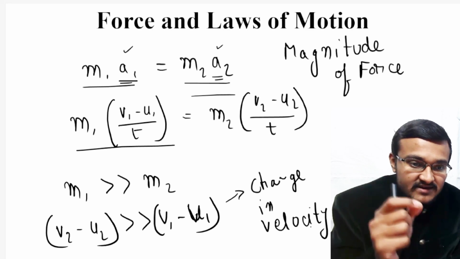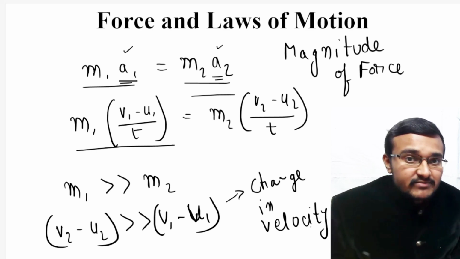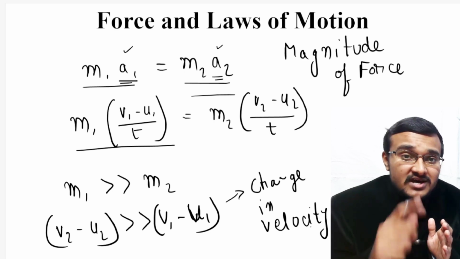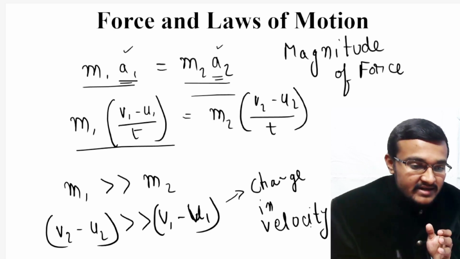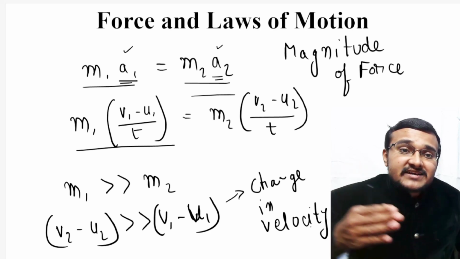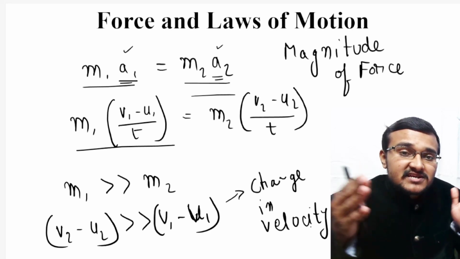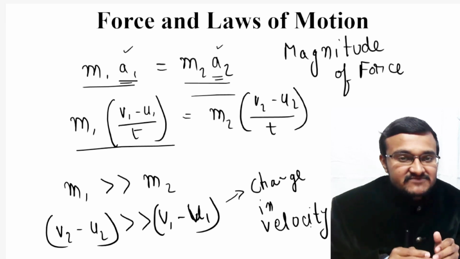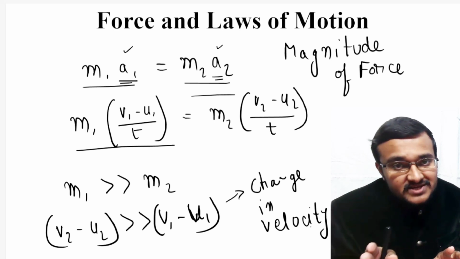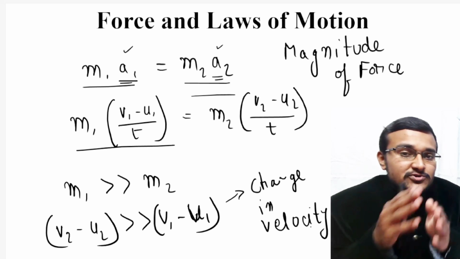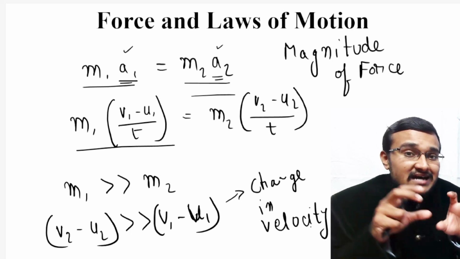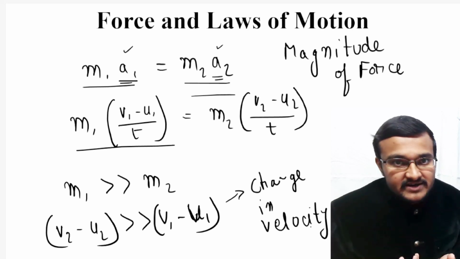So that's why the insect gets more hurt: because its mass is very small, it undergoes a greater change in velocity. But since the mass of the car is huge, the car will experience less change in velocity. Forces are the same. The force exerted by the windshield onto the insect is the same as the force exerted by the insect onto the windshield. So forces are the same, but mass is different, so change in velocity is different.